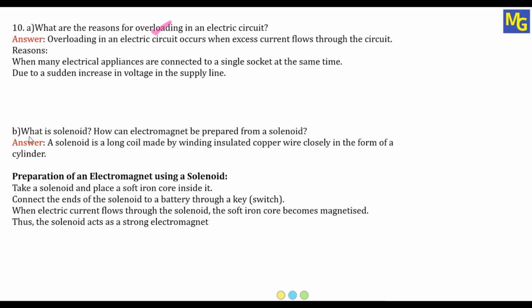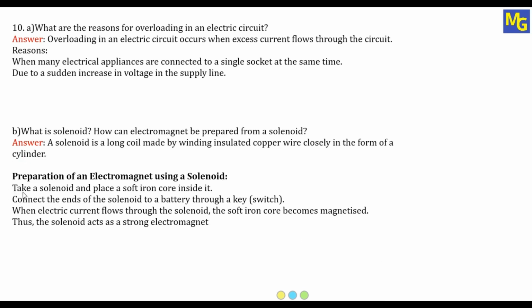Now B is: what is a solenoid? How can an electromagnet be prepared from a solenoid? So first we have to define the solenoid. A solenoid is a long coil made by winding insulated copper wire closely in the form of a cylinder. It consists of insulated copper wire, but that copper wire is coiled around a cylinder. First let's see how it is prepared, then I will show you. So, preparation of an electromagnet using a solenoid. Now we are going to see how it is prepared.